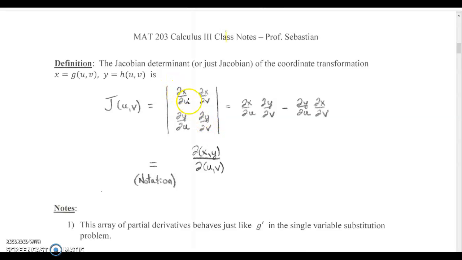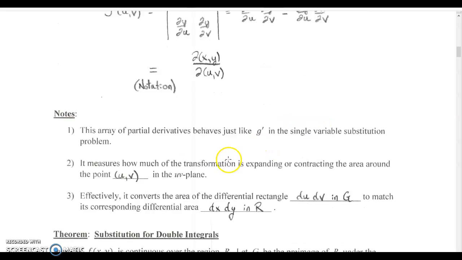So I multiply the main diagonal minus multiplying the off diagonal. So that is what the formula is, but it's nice to remember it this way. And then sometimes you'll see its notation as partial of xy with respect to partial of uv. You have to understand that that notation means this Jacobian, which is this 2 by 2 determinant, which in actuality is this formula here. So this sometimes is just notation.